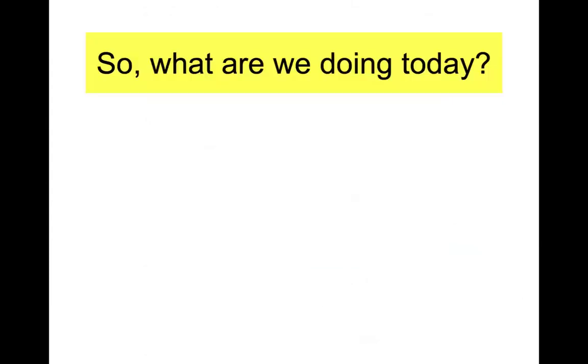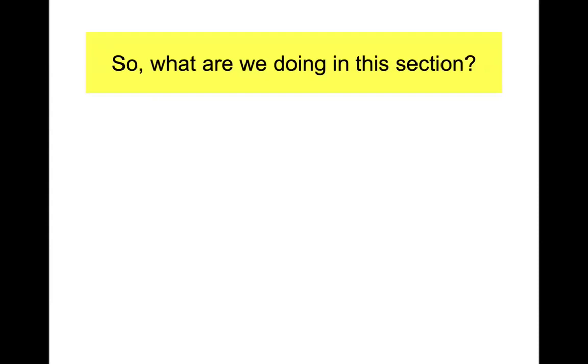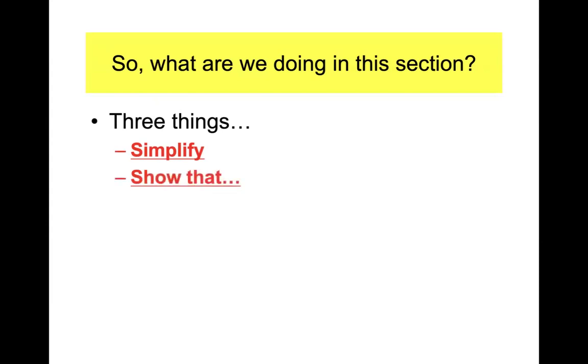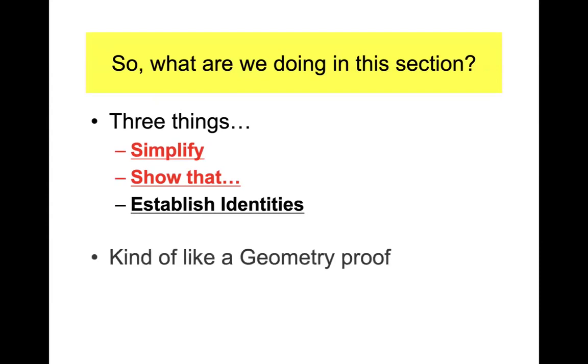So what are we doing? We're doing three things today. For this section, it's going to take us 2 days. The three things that we're going to do: the first is something called simplifying. We've done that before. We're going to do a new thing called show that. It sounds like it's complicated, but it's not that bad. And the last thing, which we won't do until next class, is something called establish identity. Establish identity is the most challenging of them all, but we'll save that for the next class.